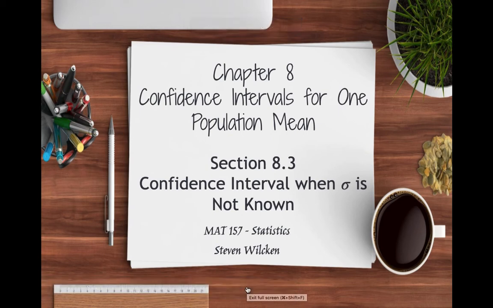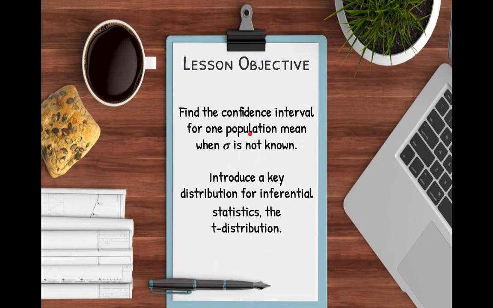We're going to finish up Chapter 8 with Section 3, looking for the confidence interval when sigma is not known. This is a more normal situation. This is a situation you're going to run into when you're working on your final project. So in order to do this, again, our objective is obviously to find the confidence interval for one population mean when sigma is not known. We're going to get a new distribution.